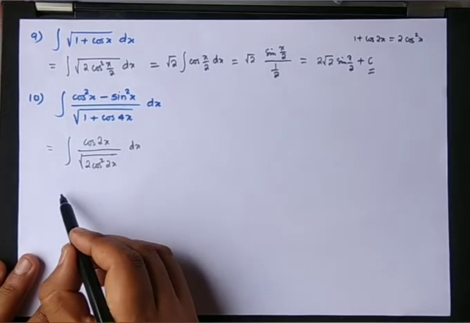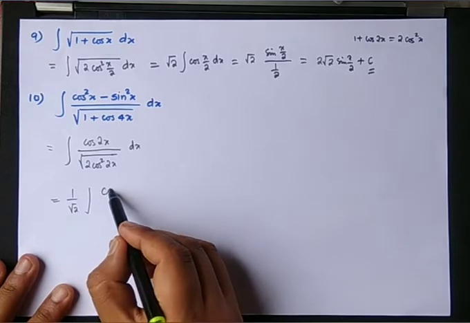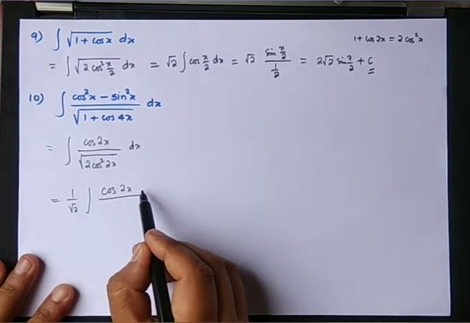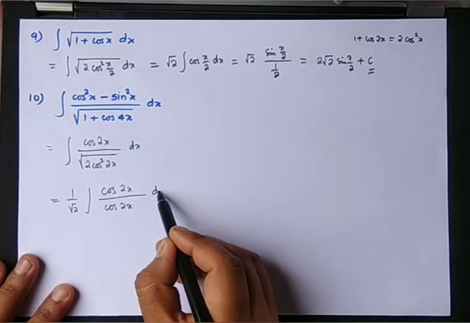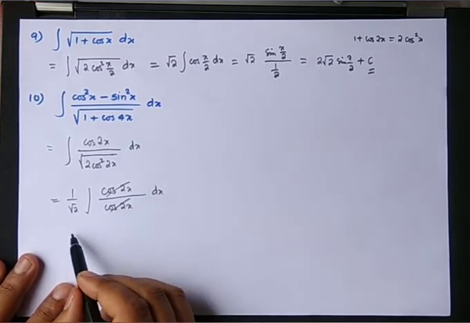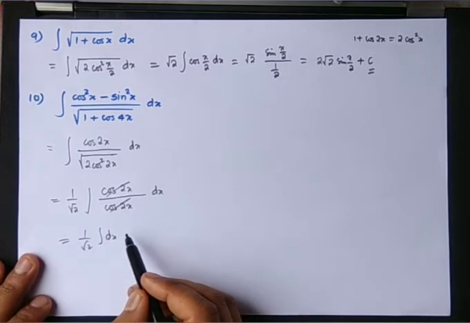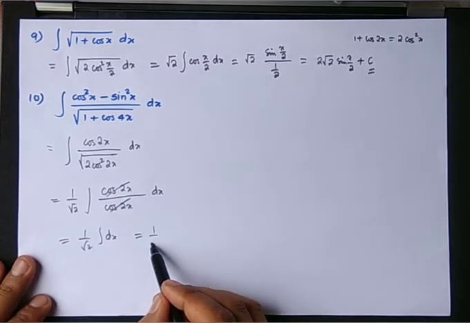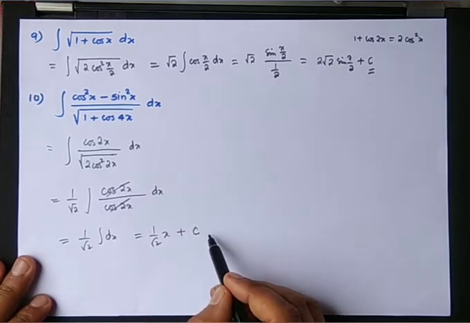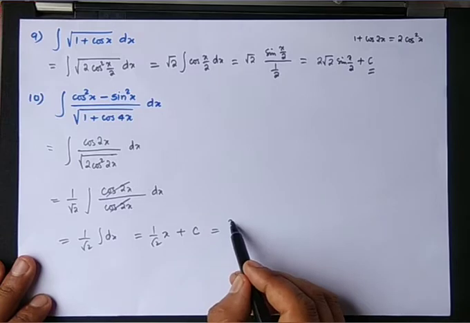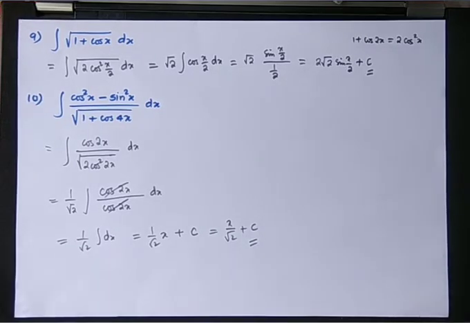Now again, this root 2 can be taken outside, so it can be written as 1 by root 2. In the numerator we have cos 2x. Now square root of cos squared 2x is going to be cos 2x. So this cos 2x gets cancelled, so 1 by root 2 integral dx, right? So this is equal to 1 by root 2 times the integral of dx, which is x plus constant of integration, that is x by root 2 plus c will be my answer. So pause the video to note down.